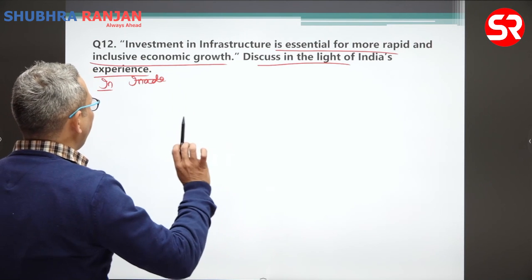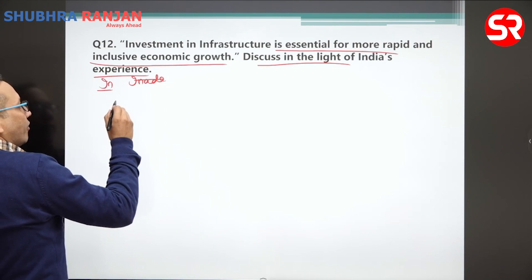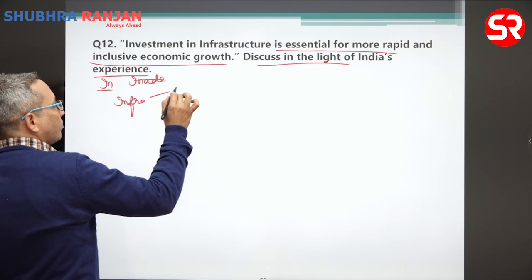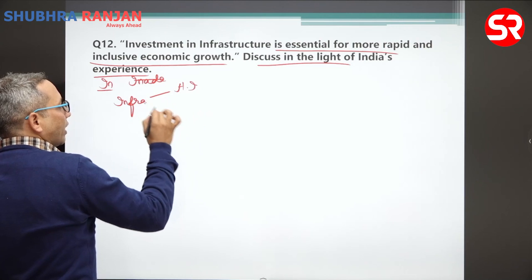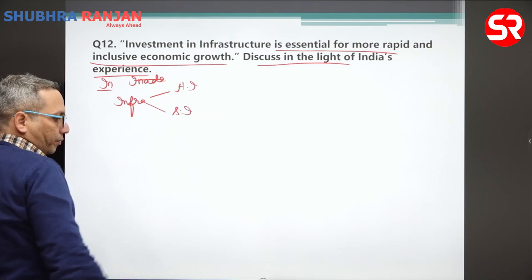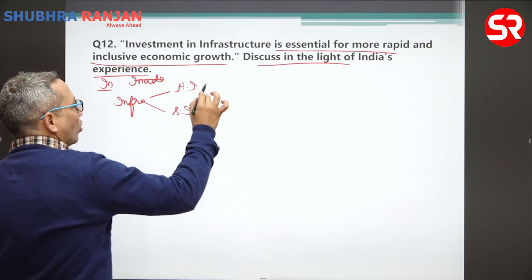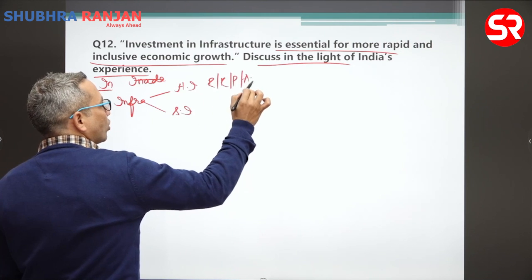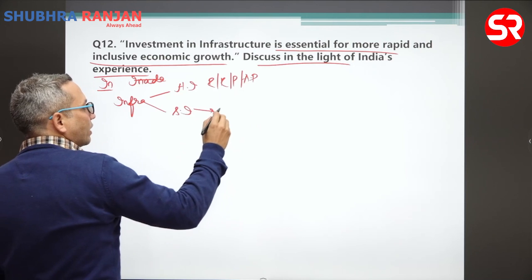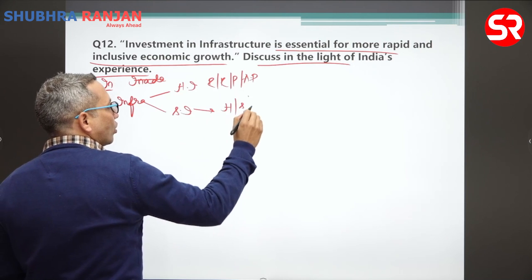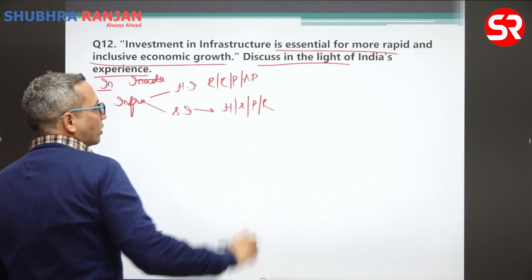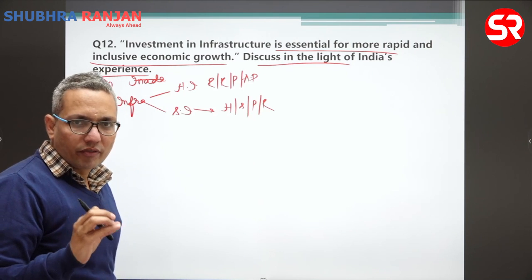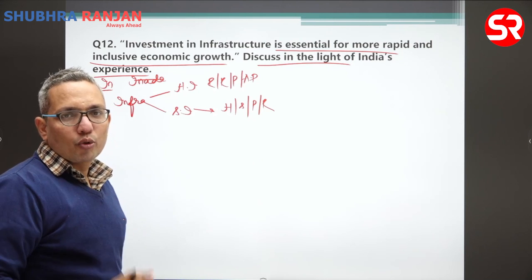We'll have to say rapid. First we'll say that infrastructure is of two types, hard infrastructure and soft infrastructure. Hard infrastructure includes roads, railways, ports, airports. Soft infrastructure consists of hospitals, schools, government policies, regulations. And we need both hard and soft infrastructure, then only the economy will progress.